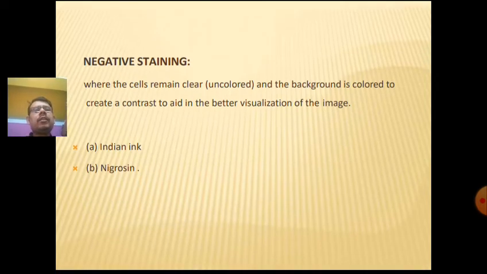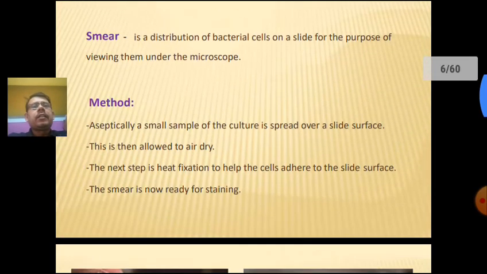Negative staining is where the cells remain uncolored and the background is colored, to create a contrast that aids better visualization of the image. So there is a difference between negative staining and positive staining. In negative staining, the background is colored, but in positive staining, the background is uncolored and the organism is colored. In negative staining, Indian ink and nigrosin are used as the coloring agents.